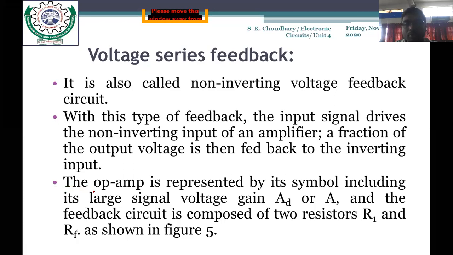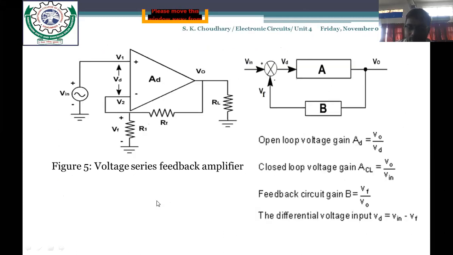Okay, so the op amp is represented by its symbol, including its large signal voltage gain. Maybe you consider it as AD or A, whatever. And the feedback circuit is composed of two resistors, R1 and RF. So we will see the circuitry now, how this connection has been established. Everyone draw this diagram. This is the circuit diagram that represents the voltage series feedback amplifier using op amp.